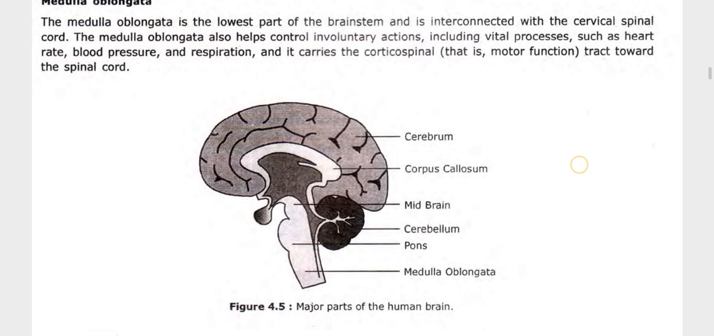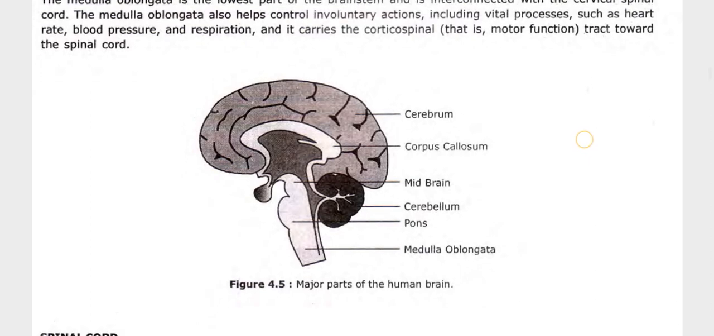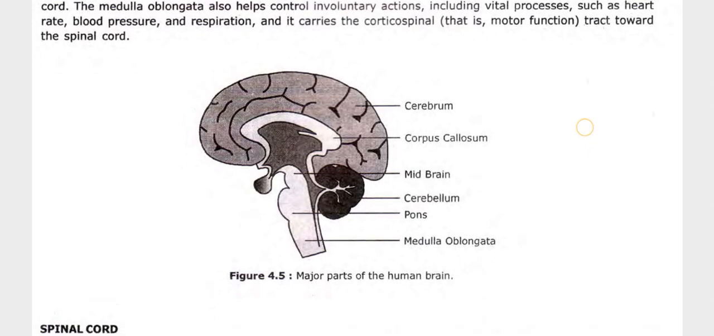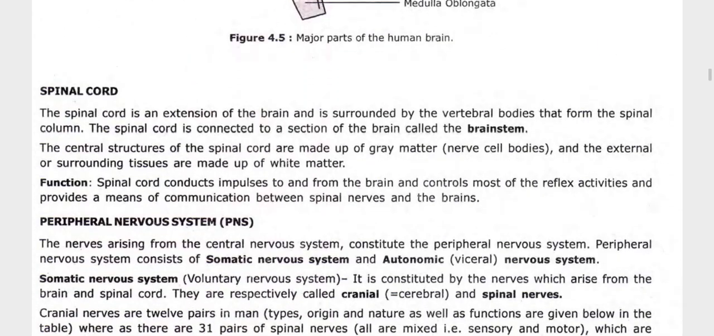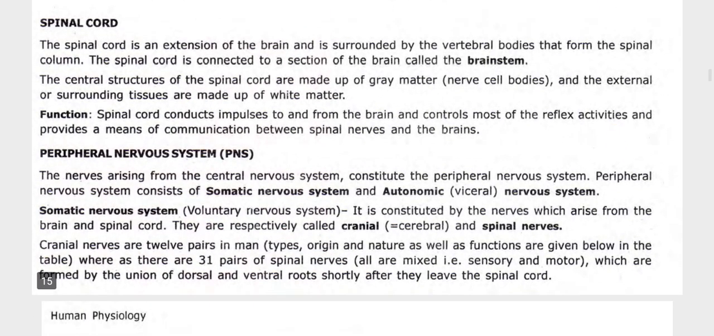Cerebrum we could see, corpus callosum region, then midbrain, cerebellum region, pons region, and medulla oblongata. So major parts of the human brain we try to learn: cerebrum region, corpus callosum, midbrain, cerebellum, pons, medulla oblongata. Next is about spinal cord.